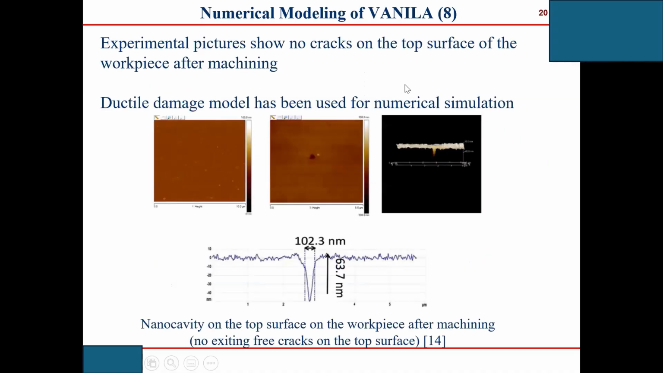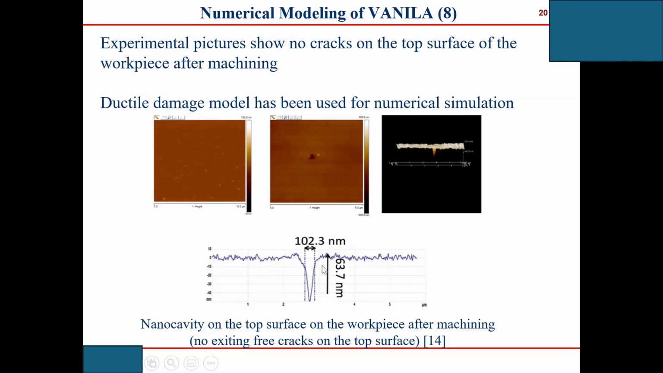So here is a numerical modeling of vanilla. You can see these experimental pictures show no cracks on the top surface of the workpiece of the machining. That means that a total damage model has been used for numerical simulation because we cannot have any cracks here. So here's a nano cavity on the top surface of the workpiece of the machining.